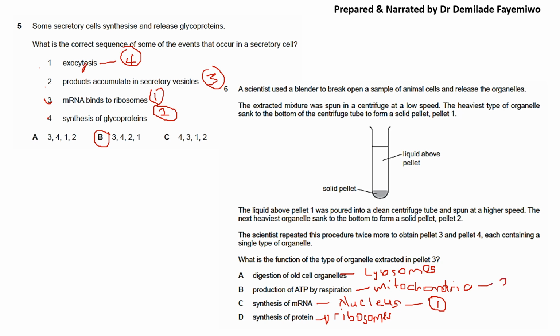The mitochondria would certainly be number 2, and obviously you know the ribosomes are not bigger than the lysosomes. The lysosomes are bigger, so this would be number 3. And so when they ask what is the function of the type of organelle extracted in pellet 3, it would be A, which is digestion of old cell organelles.